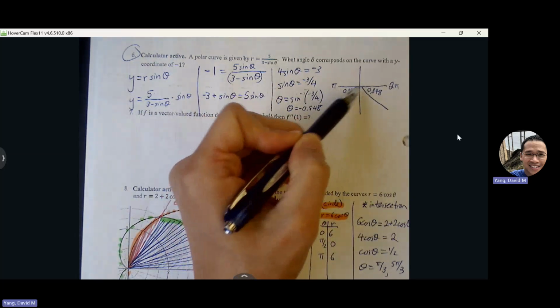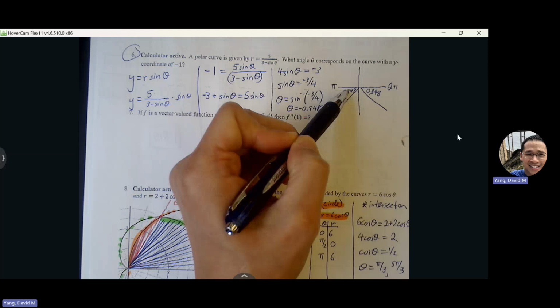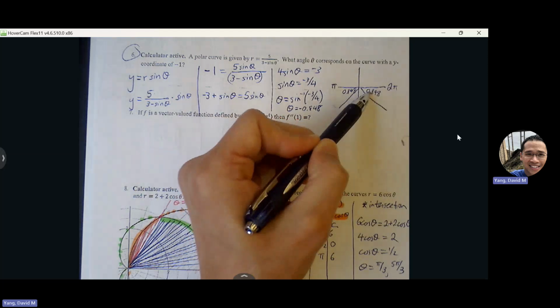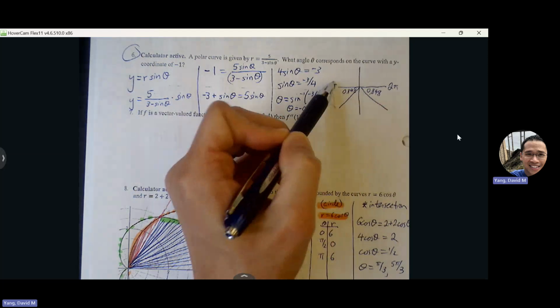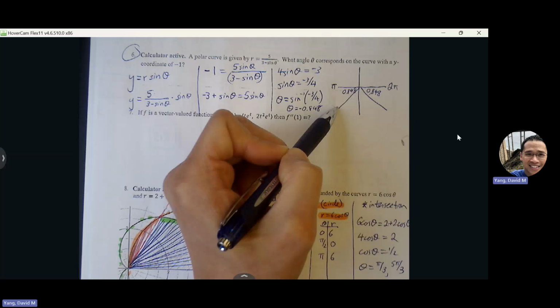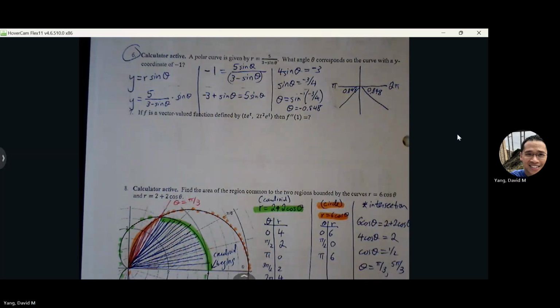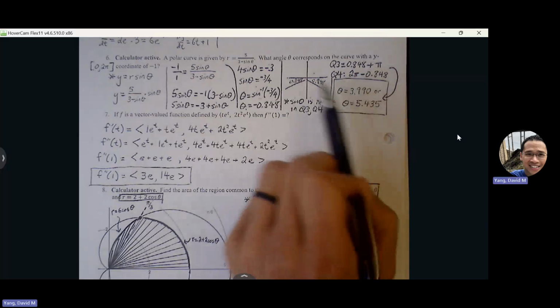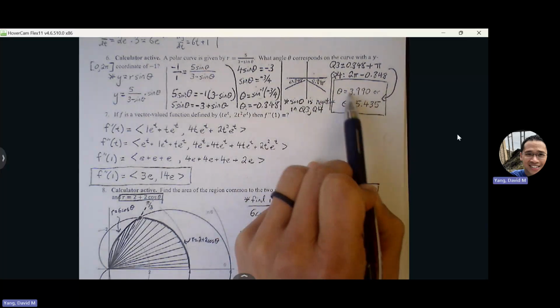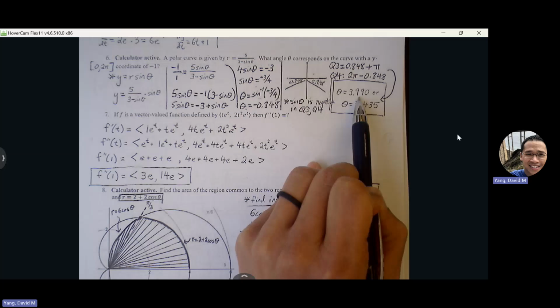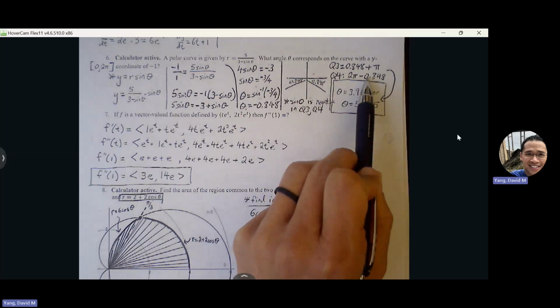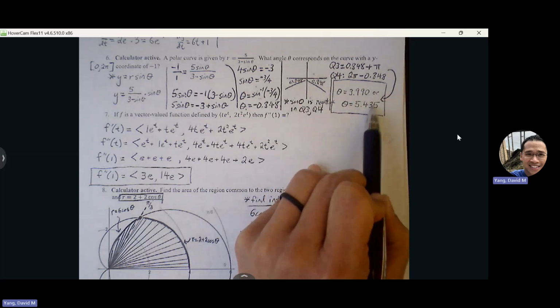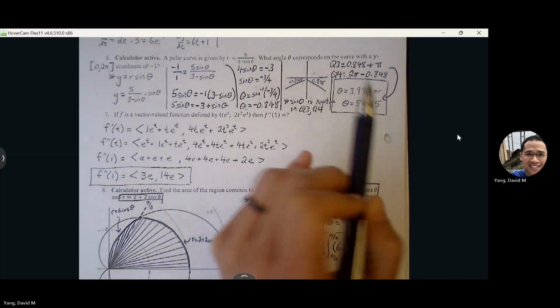Just like if these were special angles, if this was pi over 4, you would do 2 pi minus pi over 4 to get to that fourth quadrant angle, pi plus pi over 4 to give that third quadrant measure. Okay, so 0.848 plus pi will get into third quadrant, which is 3.99. Fourth quadrant, 2 pi minus 0.848. Fourth quadrant, 5.4.